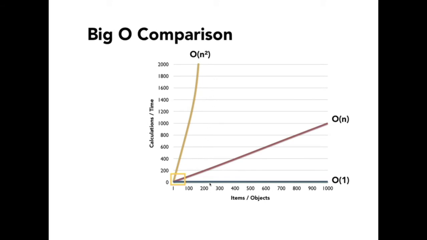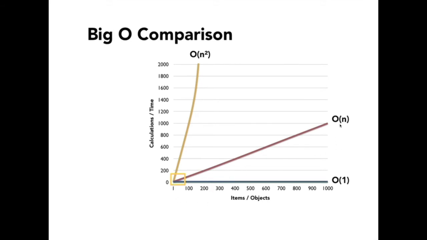Nothing's going to work. If I was doing this down here, this 0, 1, this is called constant time. So no matter how many objects I have, I could have 1,000 objects. It's going to take me the same amount of time to search through 1,000 objects that it would if I was searching through one object.